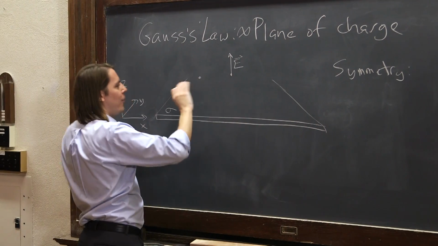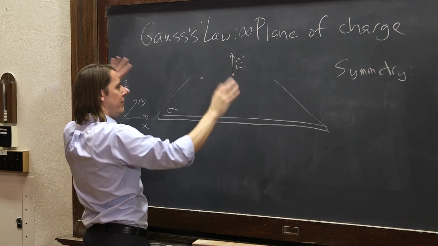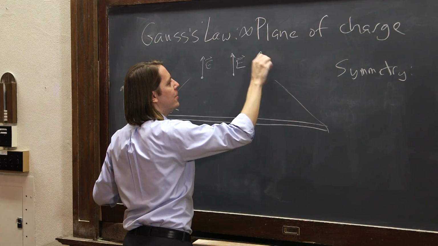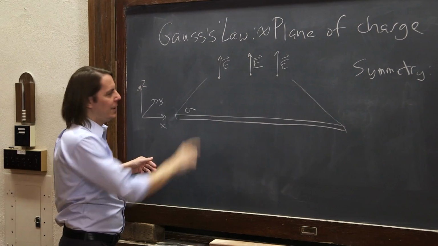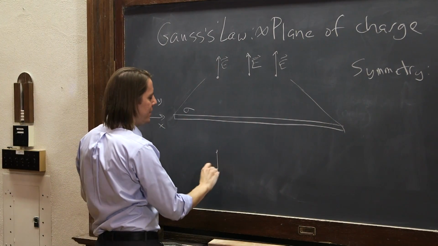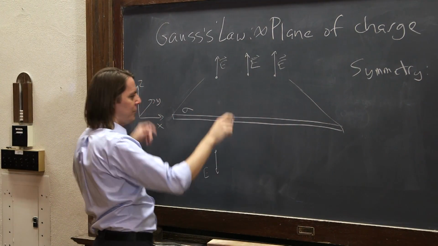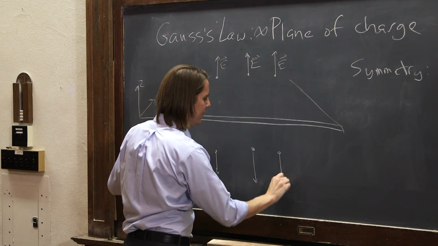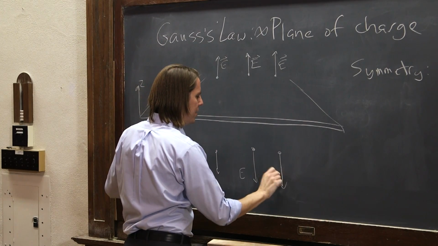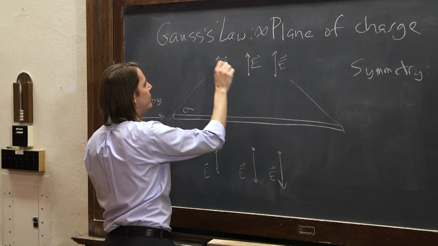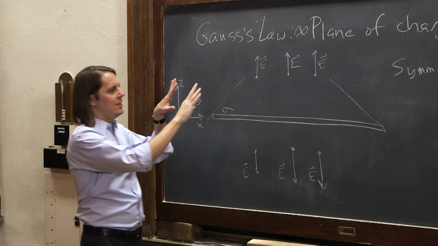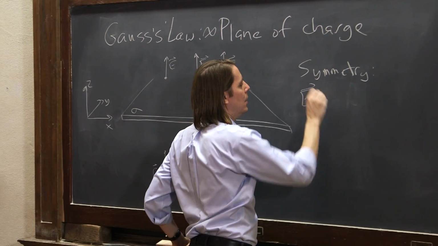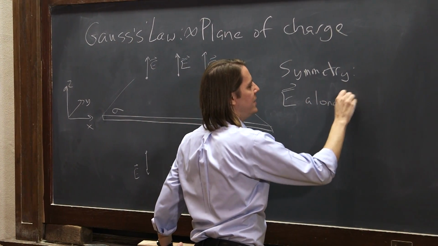Okay? Therefore, since the plane actually goes on forever, it's also true that the lateral components of the field cancel. E is also perpendicular to the plane here, and it's also perpendicular here. And if you go under the plane, it's perpendicular, but it's going to be down, assuming that's positive charge. So basically, symmetry tells us quite a bit. It says that the plane makes a field pointing away from the plane. Okay? So E will be along the z axis.